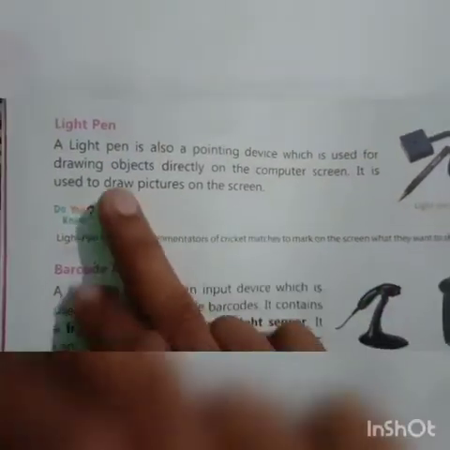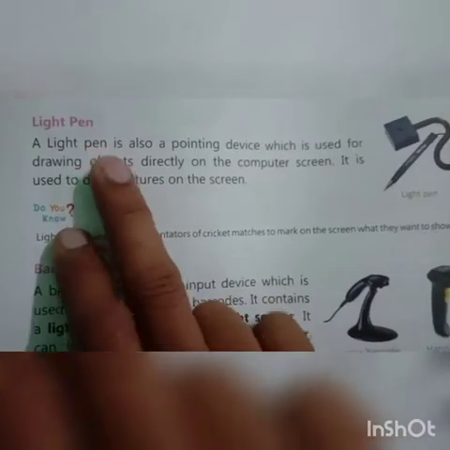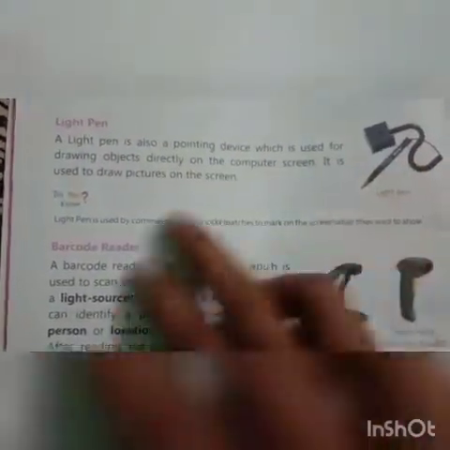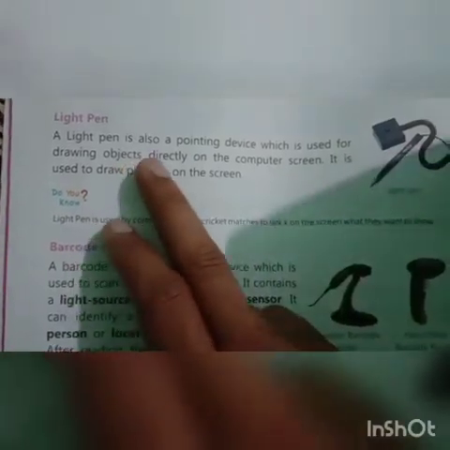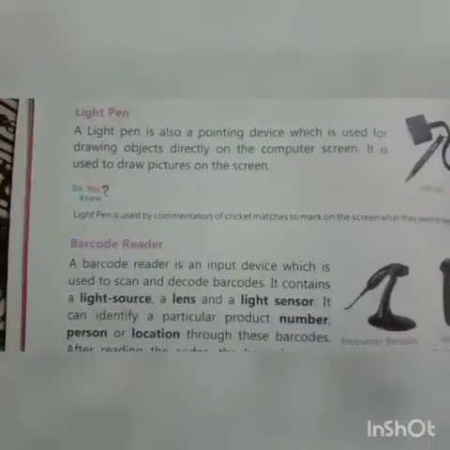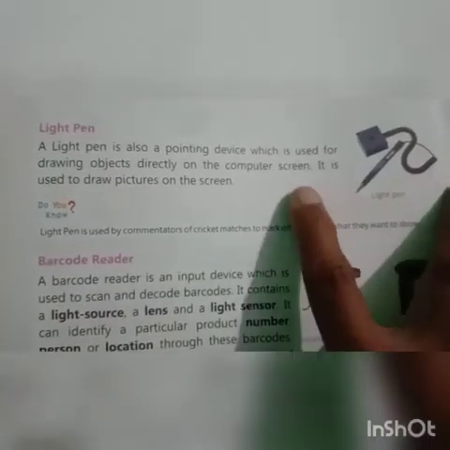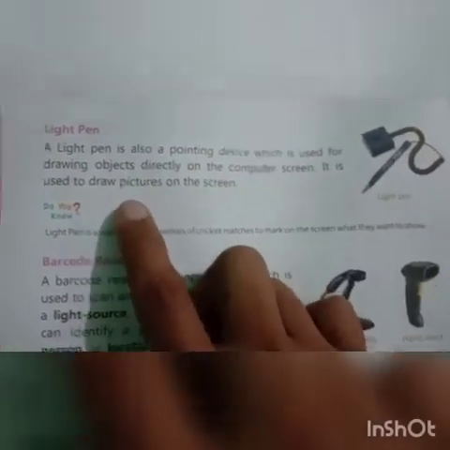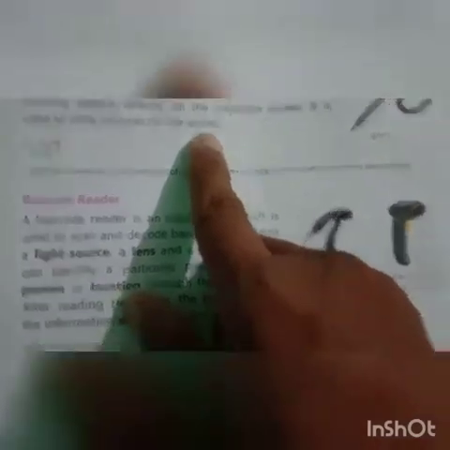Friends, as I told you in the last video, a light pen is also an input device. As you can see in this picture, a light pen is also a pointing device like a mouse, which is used for drawing objects directly on the computer screen, and it is used to draw pictures on the screen.